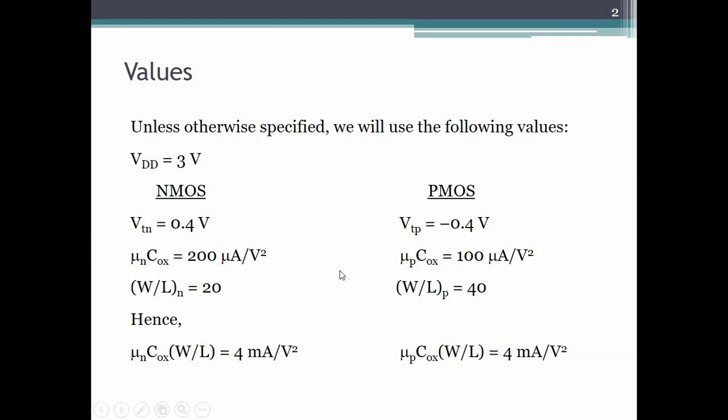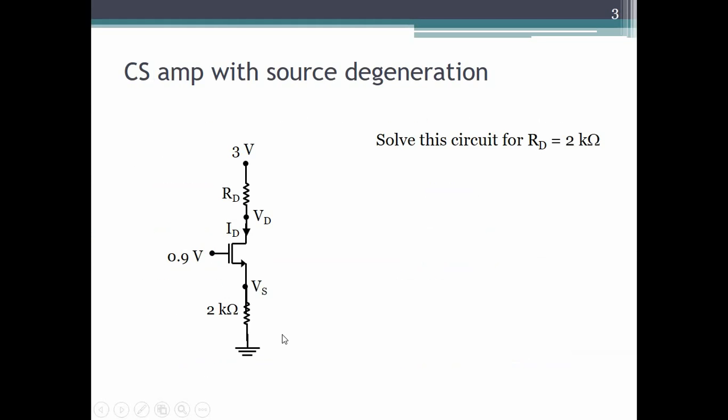Alright, so these are the numbers, specifically the mu n Cox W by L is 4 milliamp per volts. This is what we'll use throughout this specific lecture. Alright, so this is the first circuit we look at. This is called a common source amplifier with source degeneration. You have probably seen this circuit for the bipolar transistor. So I'm sorry, this line is extra. It's okay. We are given everything.